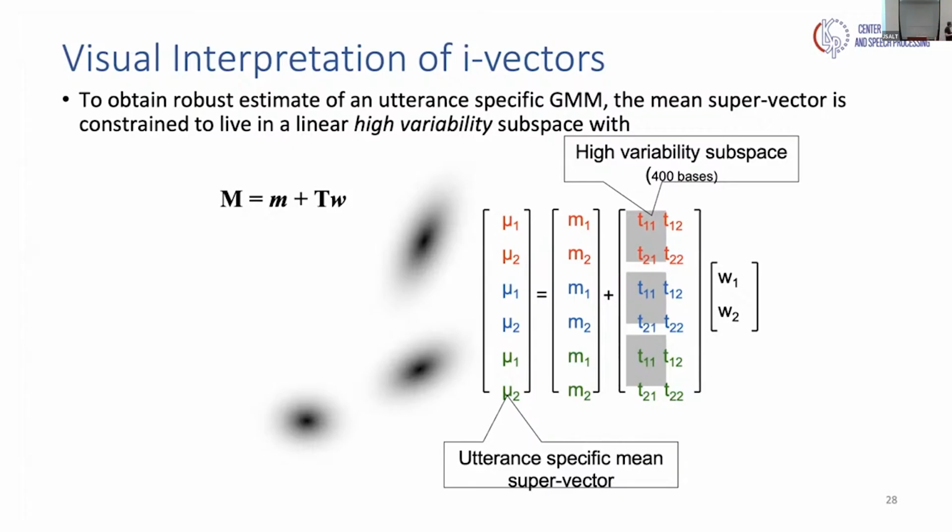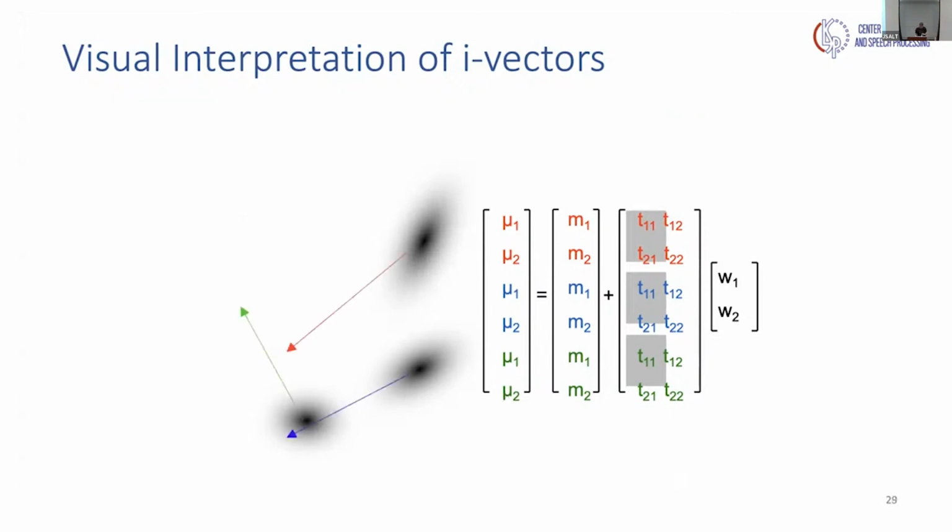So let's suppose that here we have the Gaussians corresponding to the utterance independent model. So basically, these are the Gaussians corresponding to the universal background model mean super vector here. Now we can see what are the directions where the first column of the T matrix is going to allow us to move our means. So basically, T11 and T21 will allow me to move this Gaussian in this direction only, based on W1. Then T31 and T41 will allow me to move this Gaussian in this direction, and so on.